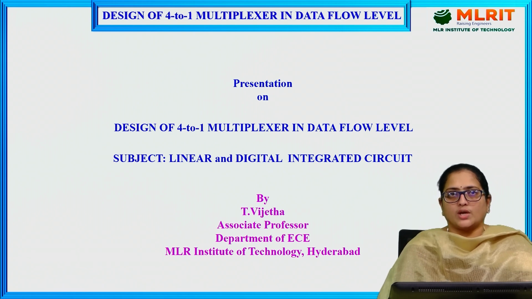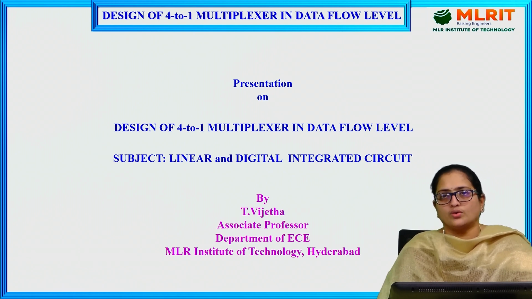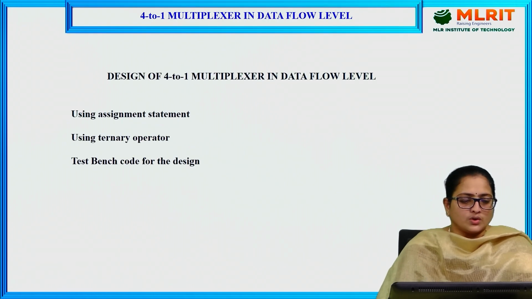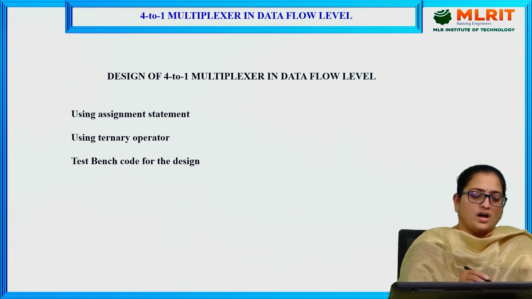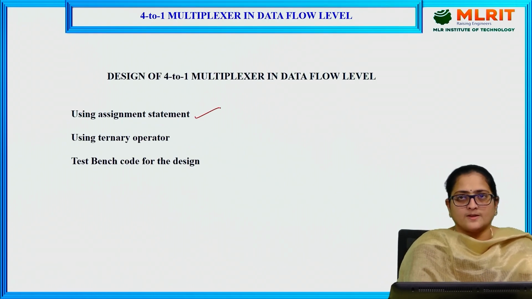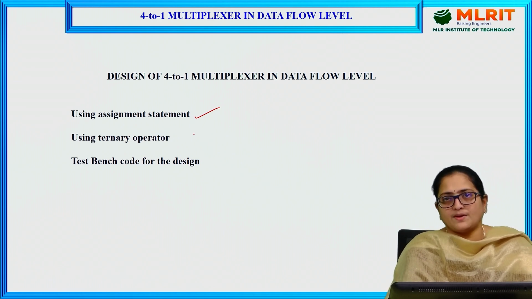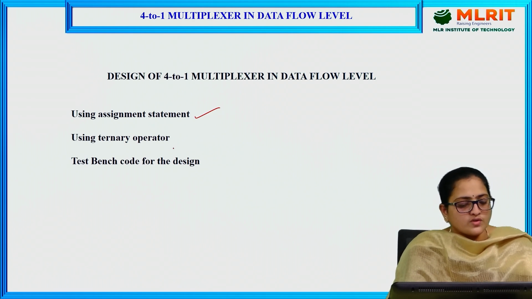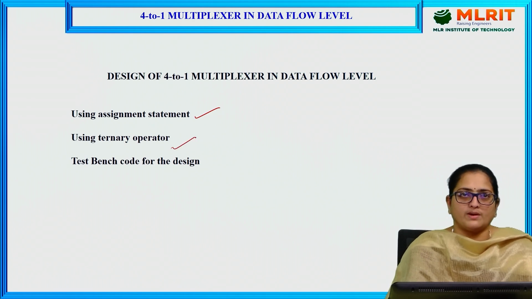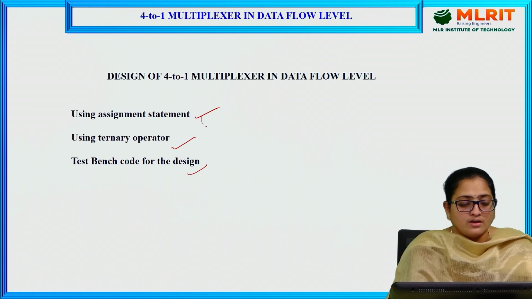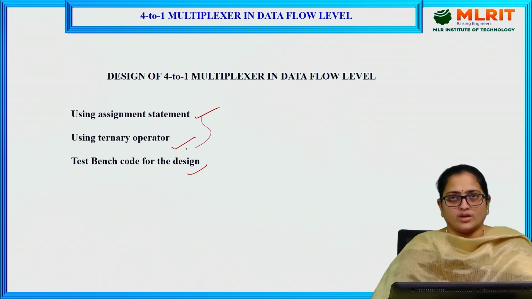In this video, I would like to talk about how to write a Verilog code for a 4:1 multiplexer using data flow, from Linear and Digital Integrated Circuits. Here, we'll learn how to use assignment statements for writing a 4:1 multiplexer, and how to use a ternary operator to write a 4-bit multiplexer and test bench code for the designs we are doing here.